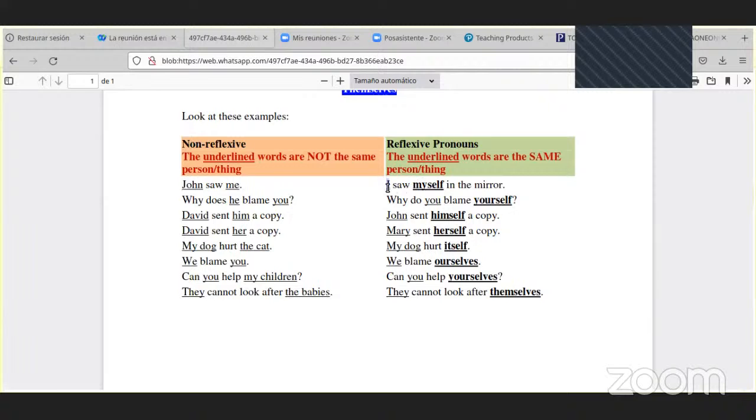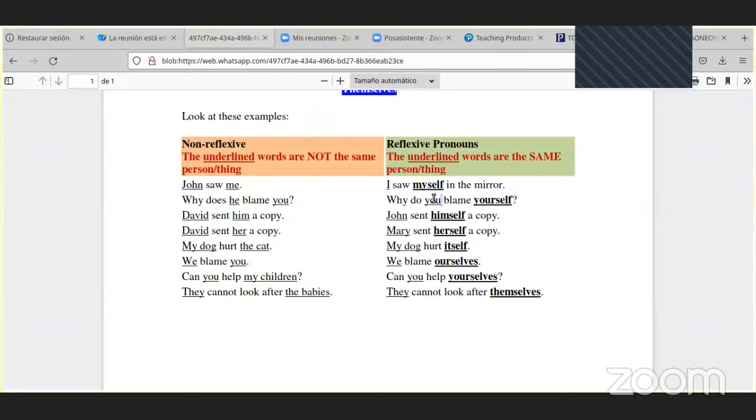For example, here, if I have "I saw," I can't use yourself, themselves, ourselves, itself, no. Always I use myself because it comes from I, okay? I saw myself in the mirror. It means that I see just me in the mirror, right? So, why do you blame yourself?